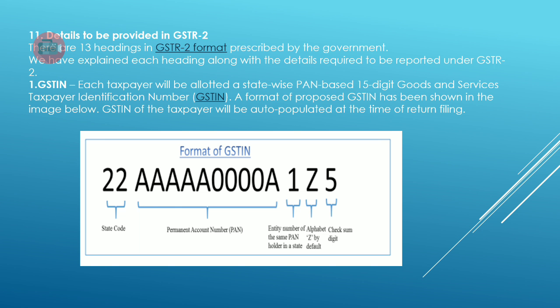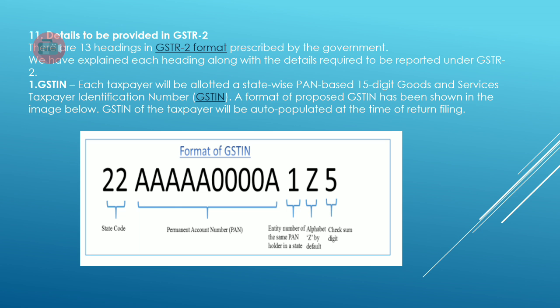Details to be provided in GSTR 2. There are 13 headings in the GSTR 2 format prescribed by the government. We have explained each heading along with the details required to be reported under GSTR 2. First, GSTIN. Each taxpayer will be allotted a state-wise, PAN-based 15-digit Goods and Services Taxpayer Identification Number. A format of the proposed GSTN has been shown in the image below.